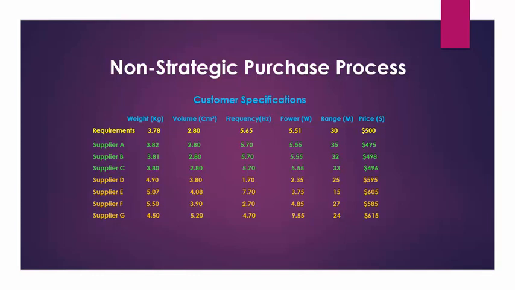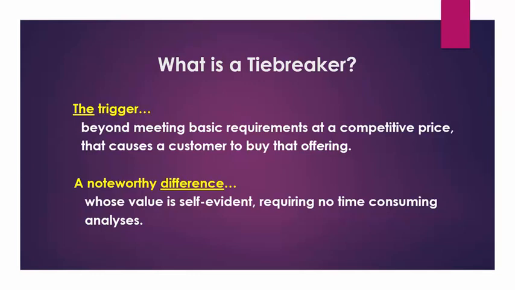Now, key point here is that they're more or less the same on the key specifications. So when it's time to buy, I still need to have a reason. So there's got to be something else, something extra that causes the purchasing person to buy my product versus the other guy's product. And we're going to refer to that something extra as the tiebreaker. So what is a tiebreaker? A tiebreaker is the trigger beyond meeting basic requirements at a competitive price that causes a customer to buy that offering. So it's the one thing that pushes them over the line.